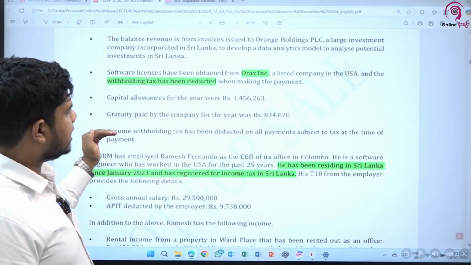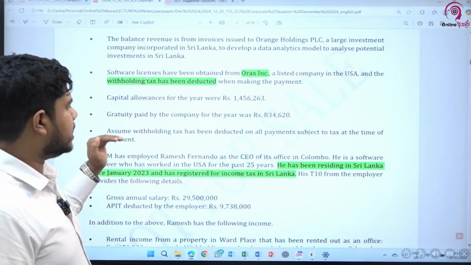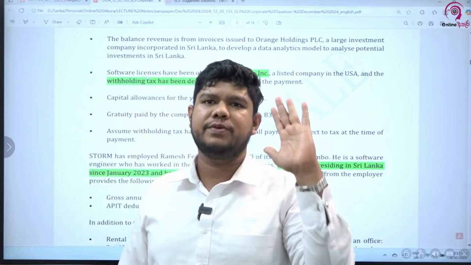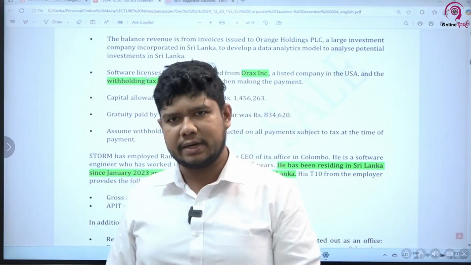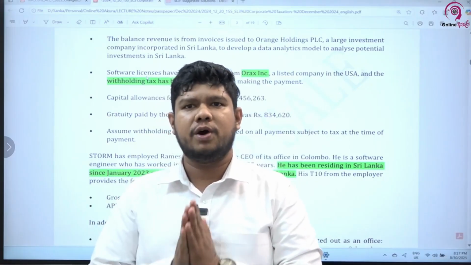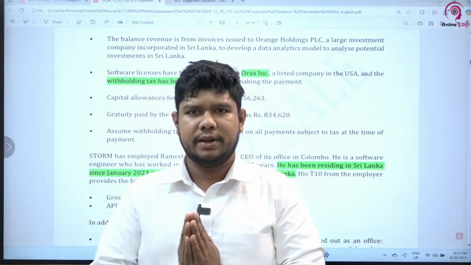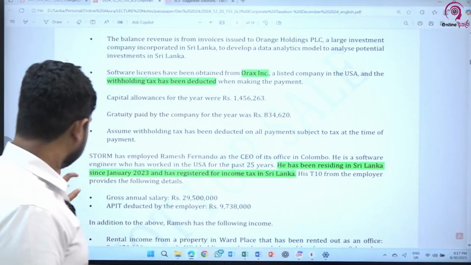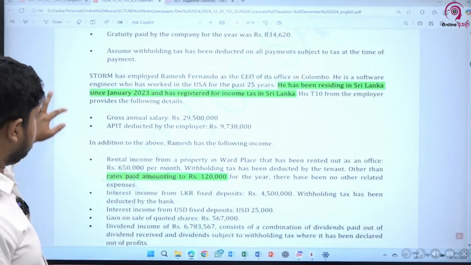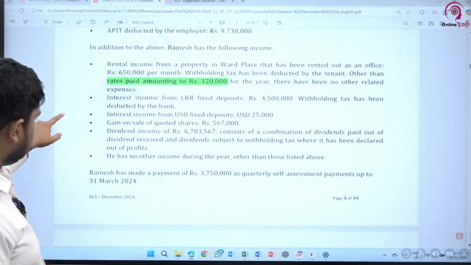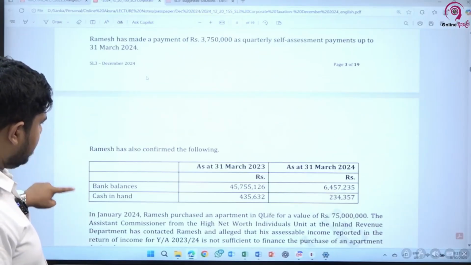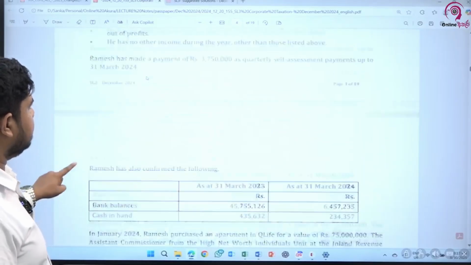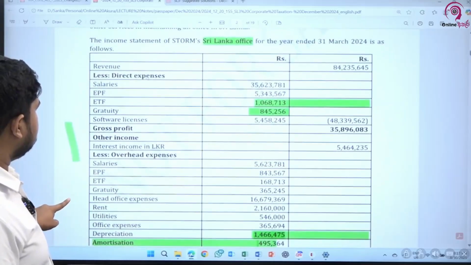Assume withholding tax has been deducted on all payments subject to tax at the time of payment. There may be other payments, but for all of that we are assuming that withholding tax has been deducted. So there is no more disallowance on the ground of section 10 subsection 2, right? Is this information relevant to individuals? Now our question is for Storm Company, PE.